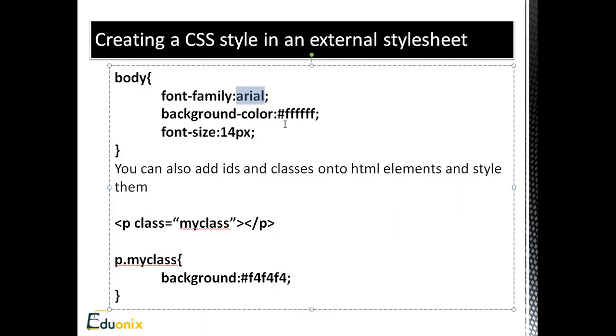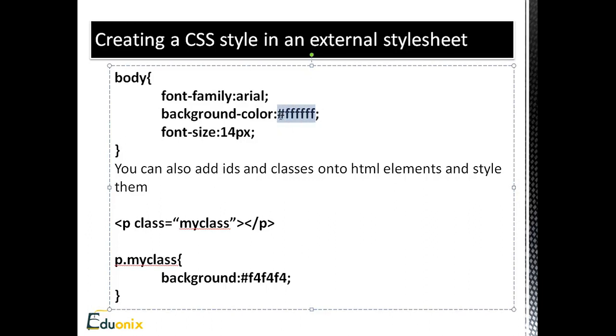The background color, we have a hexadecimal value, which is white, 6 Fs, preceded by a pound sign would be white. If we had 6 zeros, that would be black.